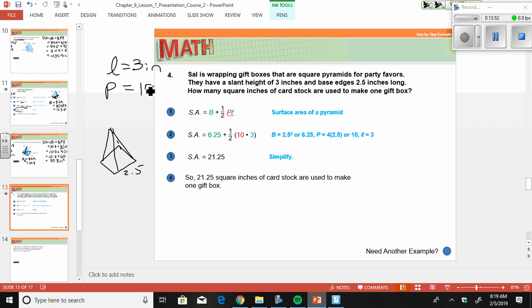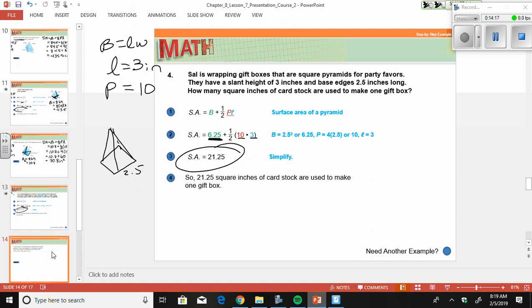How many square inches of cardstock are used to make one gift box? So the area of the base is a rectangle, so 2.5 times 2.5 gives us 6.25. So length times width, 2.5 times 2.5, plus 1/2 times 10 the perimeter times 3 the slant height, plug it in, and we get 21.25 square inches of cardstock are used to make one gift box.